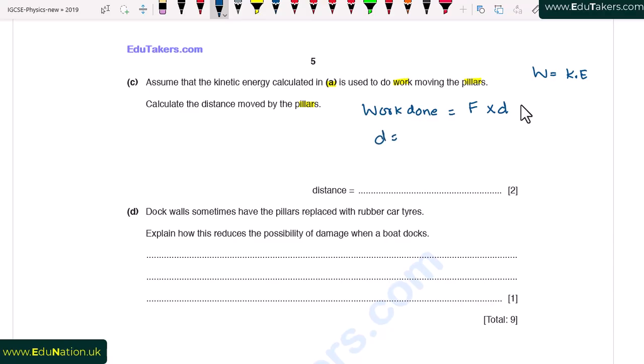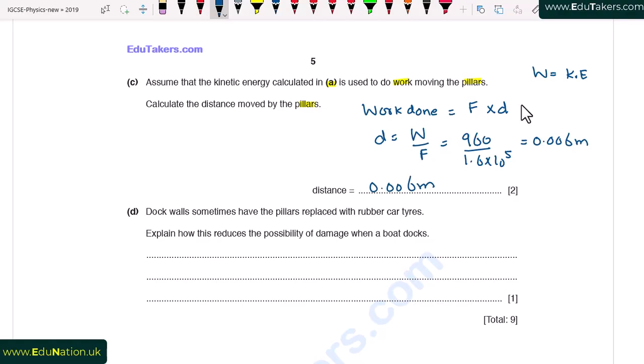So I write here the value of kinetic energy and then put the value of force to calculate distance. So d will be equal to W over F, where work done is equal to kinetic energy and it is 960 joule, divided by force 1.6 × 10^5. So the distance comes to be 0.006 meters. I write here 0.006 meter.